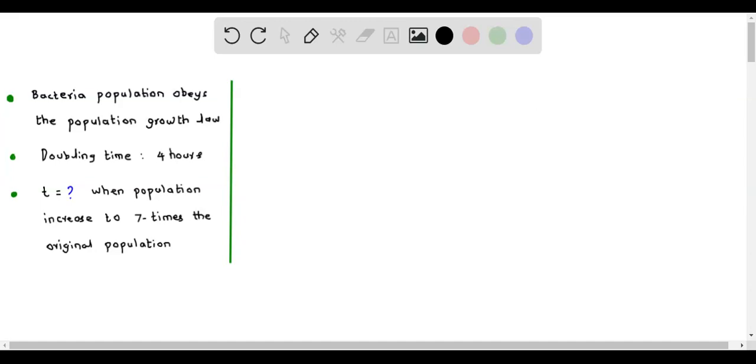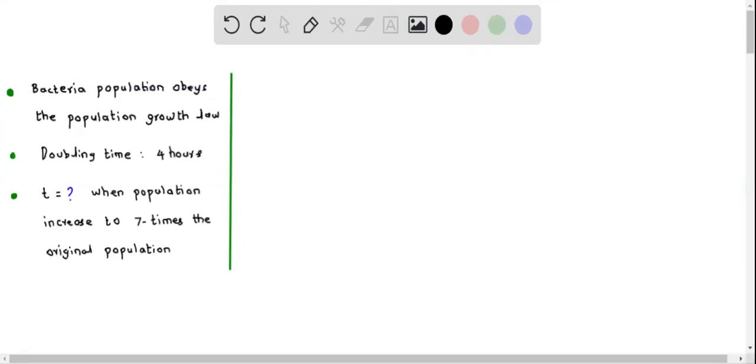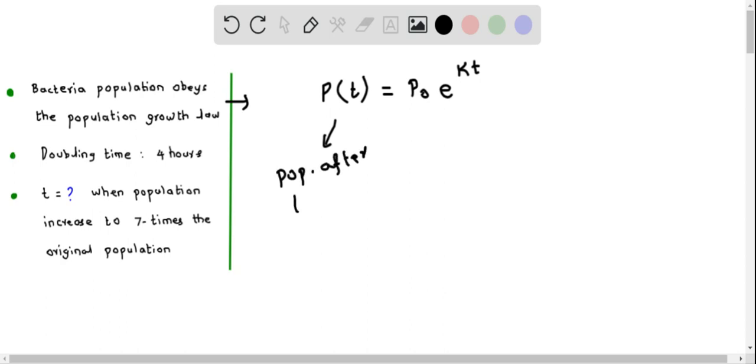We are given that the bacteria population obeys the population growth law. So, using this information, we can write down the population model, that is P of t equals P naught e raised to the power of kt. This P of t is the population of bacteria after time t. This represents population after time t.